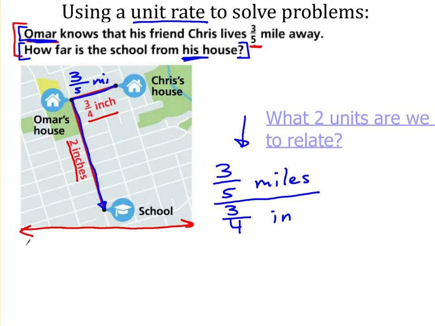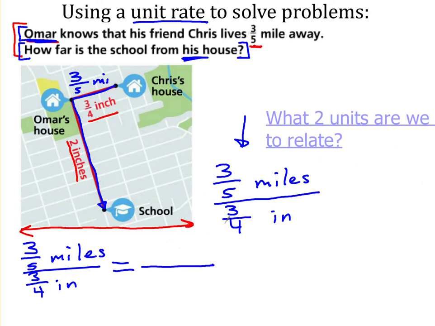So I'm going to start with my proportion. I'll write it down here to give me some room. So I've got 3/5 miles is proportional to 3/4 of an inch on our 2-scale map here. So what I'm going to do to start is, if I had a unit rate, I could scale it into just about anything. So I'm going to try to figure out next, well, how much is 1 inch?